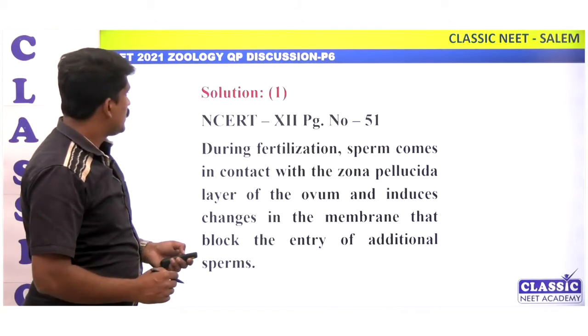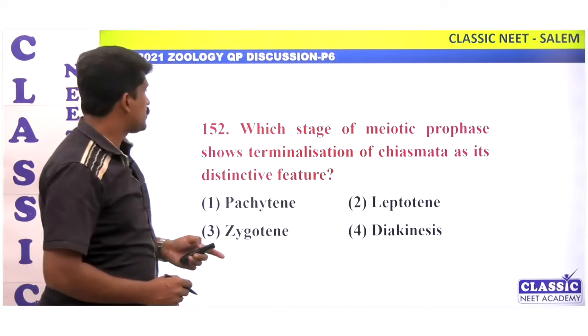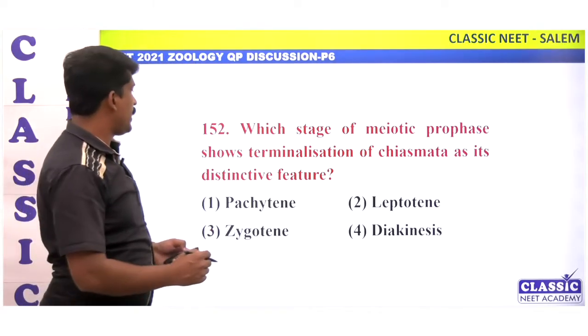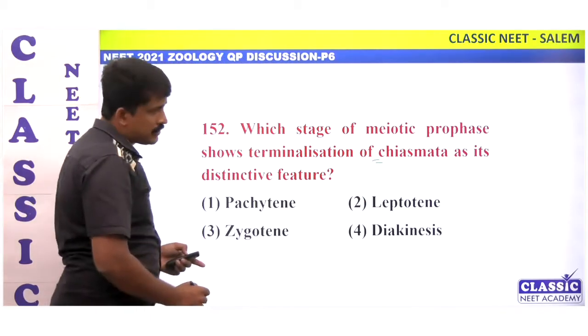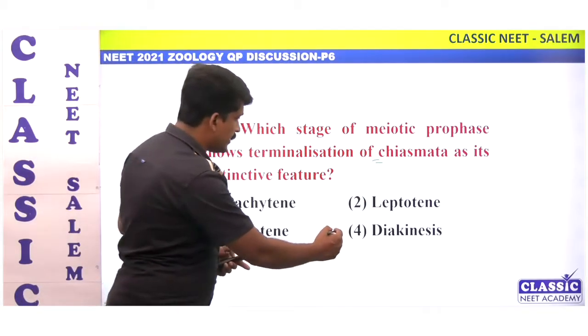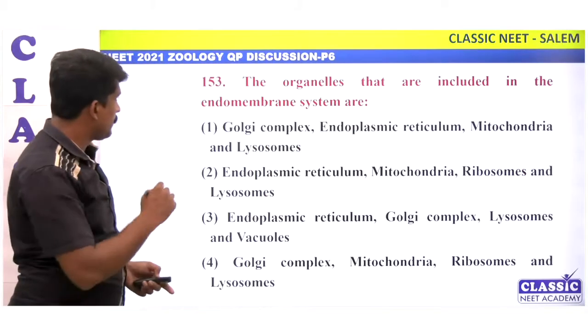Okay students, the second one: which stage of meiotic prophase shows terminalization of chiasmata as its distinctive feature? Among the given options, this is the right answer, diakinesis. Clear students? So that is the answer given.